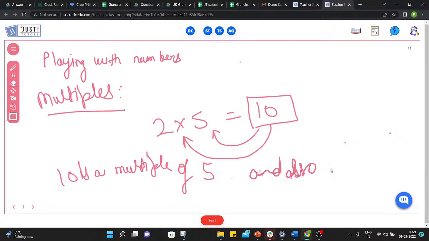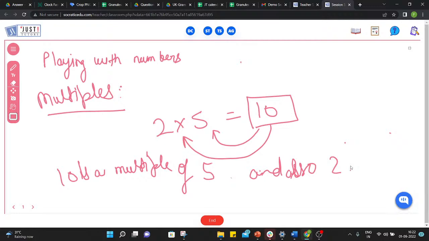So whenever we multiply two numbers or three numbers or any number of numbers, we are going to get another number. The resultant number or the product of these numbers is actually called the multiple of those numbers. Like 2 times 5 equals 10. 10 is the multiple of 2 and 10 is the multiple of 5. 3 times 9 is 27. So 27 is the multiple of 3. 27 is the multiple of 9.